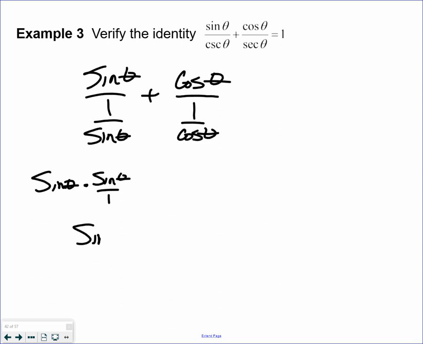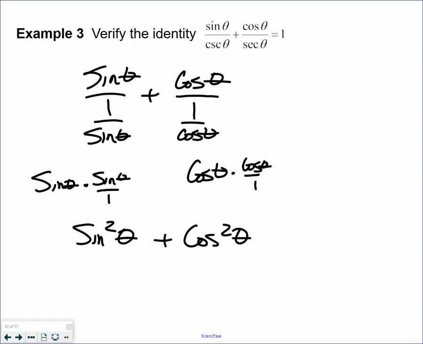So I end up getting sine squared. Cosine times the reciprocal, I get cosine squared. And sine squared plus cosine squared equals 1.